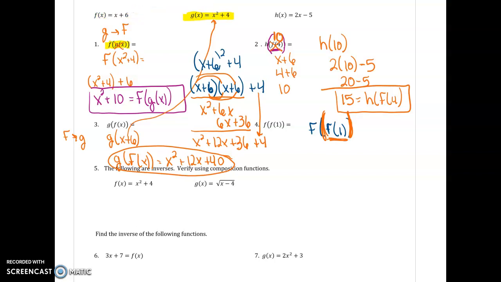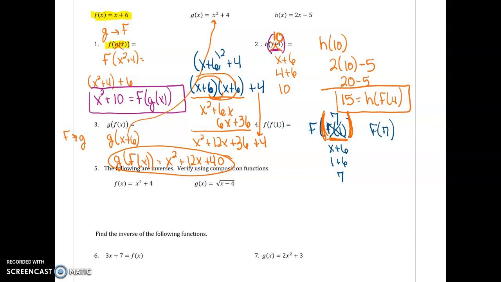Let me erase up here. So I'm going to go to f's function, and I should take 1 and put it into f's function. So if f's function is this, I'm now going to put the 1 in, and I get 7. So basically f of 1 is 7. So this whole thing turns into 7, and now this is the function we're working with.